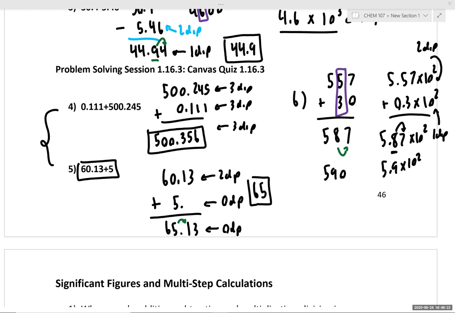This is 587. Yes, we have to round the 8 to the 9, so we just get rid of that 7 for 590. Yes, because we want our final answer to have 1 decimal place, so we're rounding to 1 decimal place. Okay. Does that make sense?